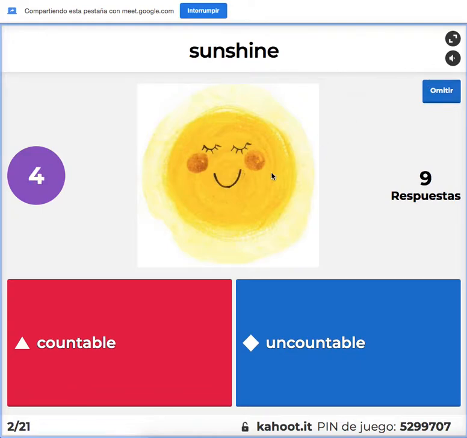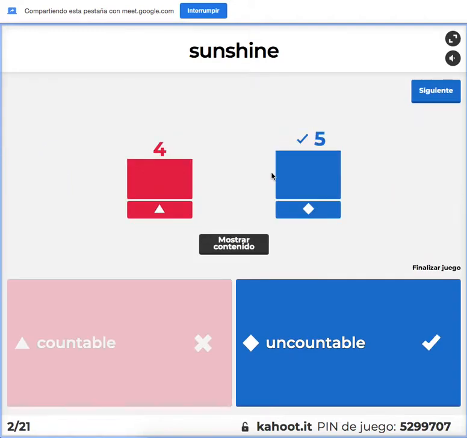Go, go, go. 9 answers. What about the others? You can do it. Okay, sunshine. What is the meaning of sunshine? Luz solar, los rayos del sol. Can you count sunshine, guys? Is it possible to count one sunshine, two sunshines? No. No, profe, eso es imposible. You can do it, you can do it. Let's continue.